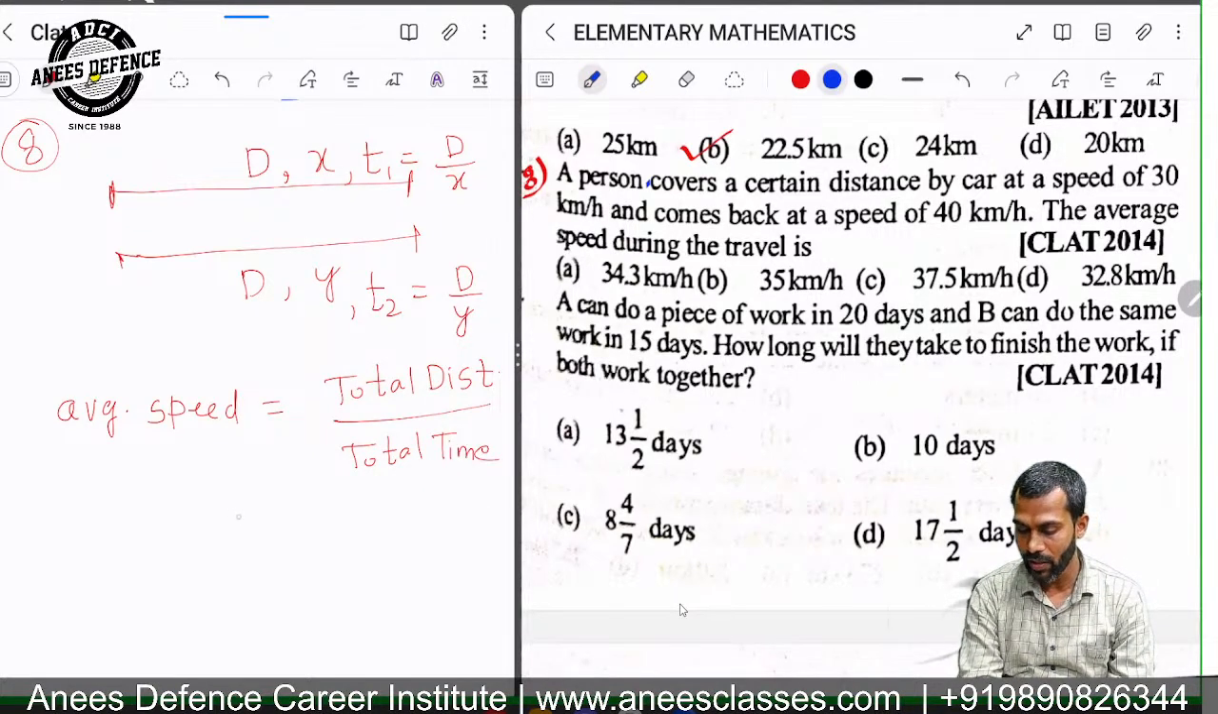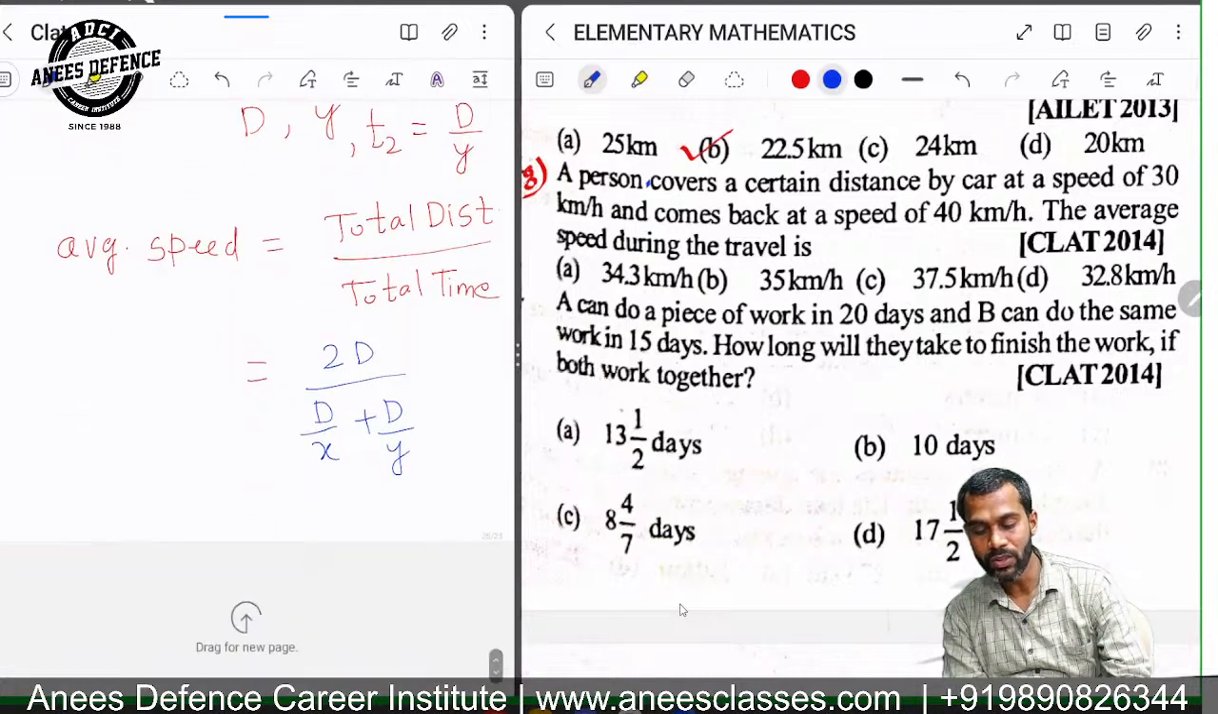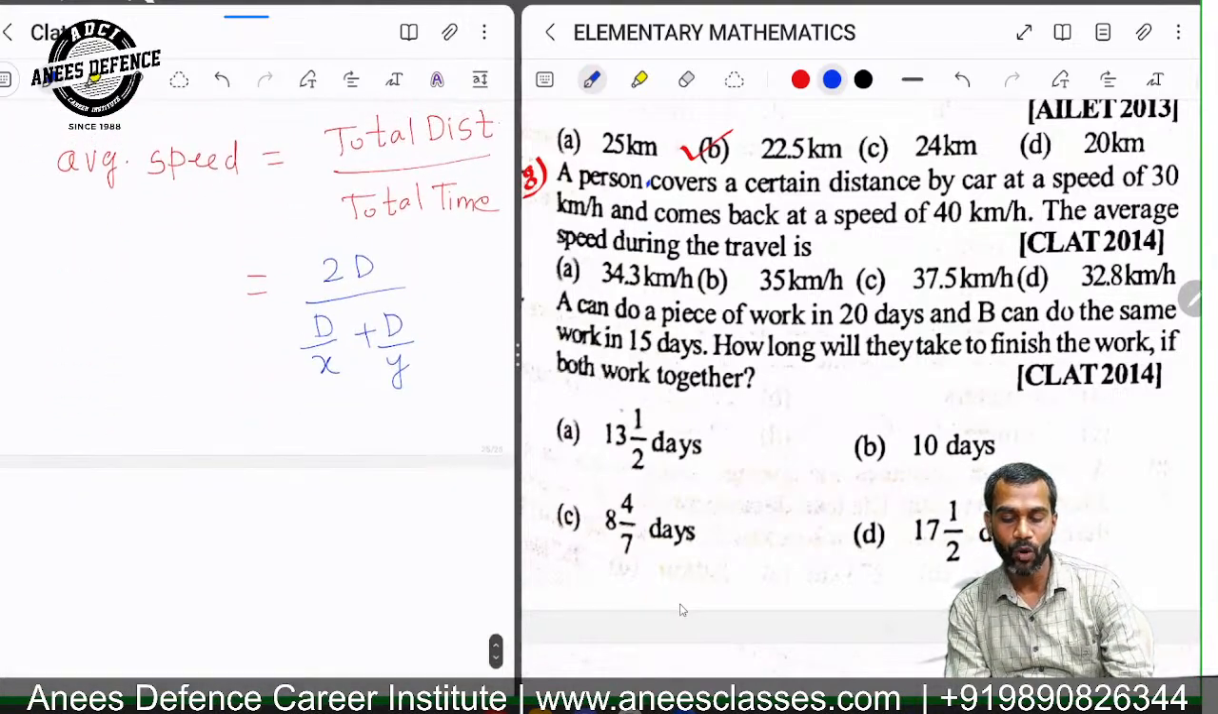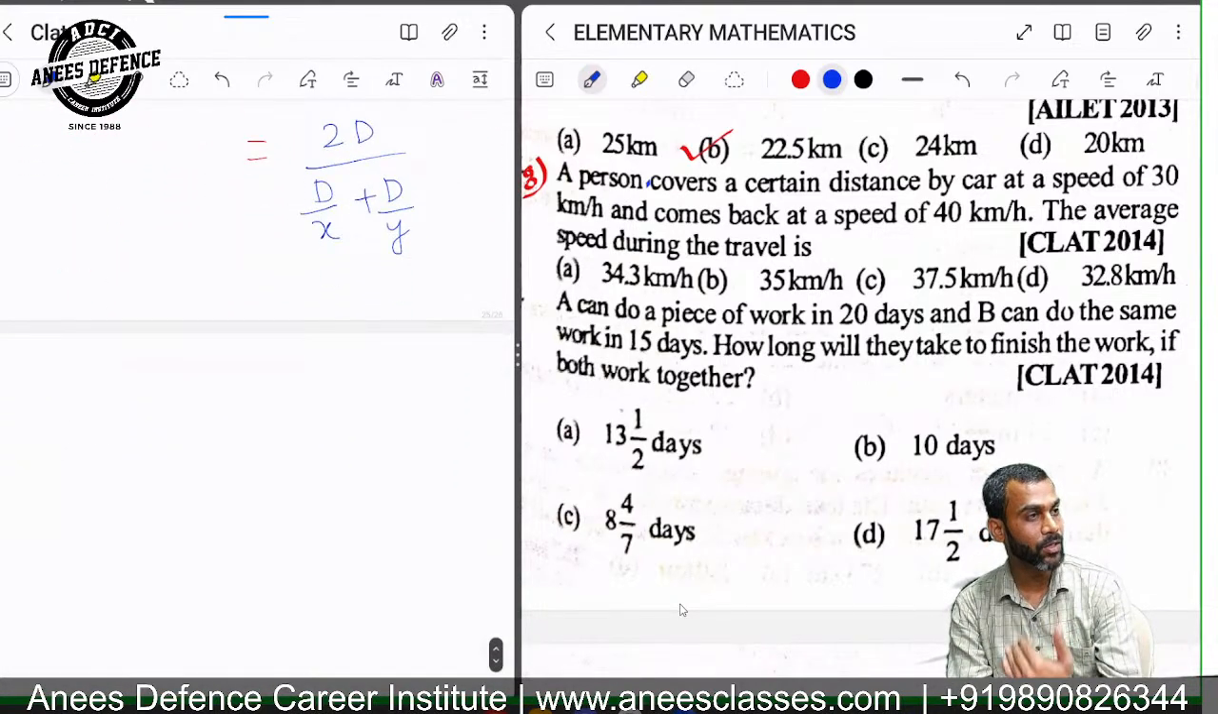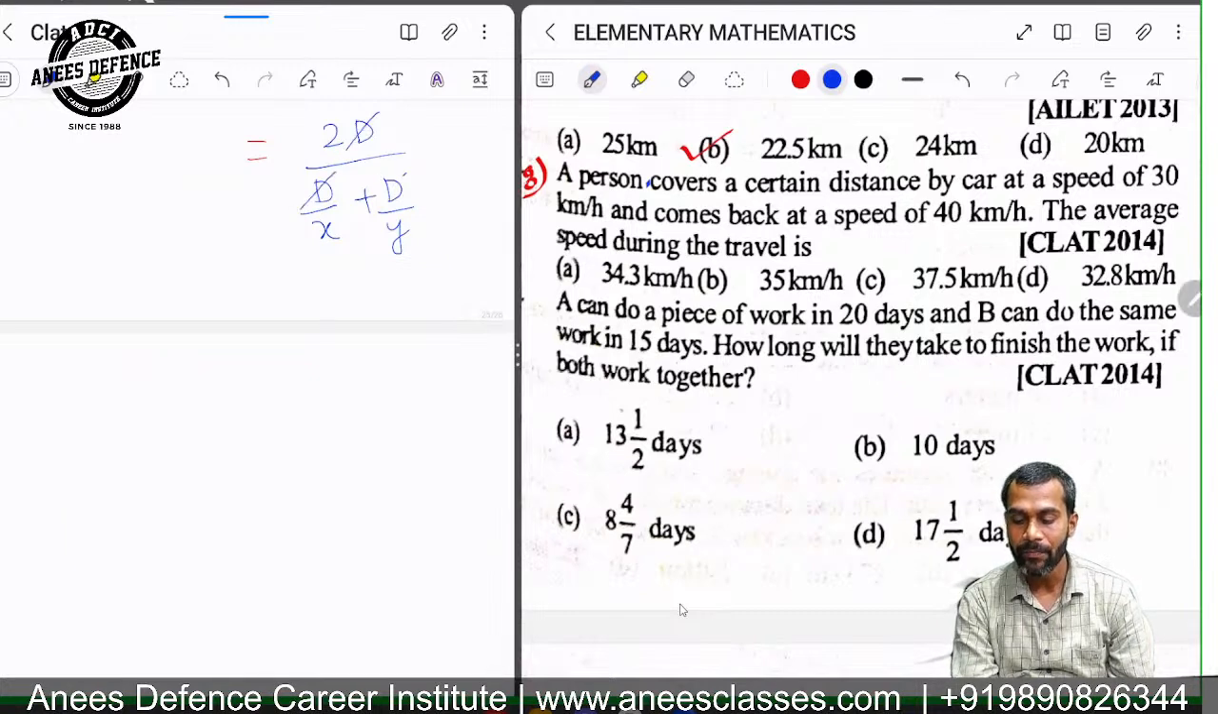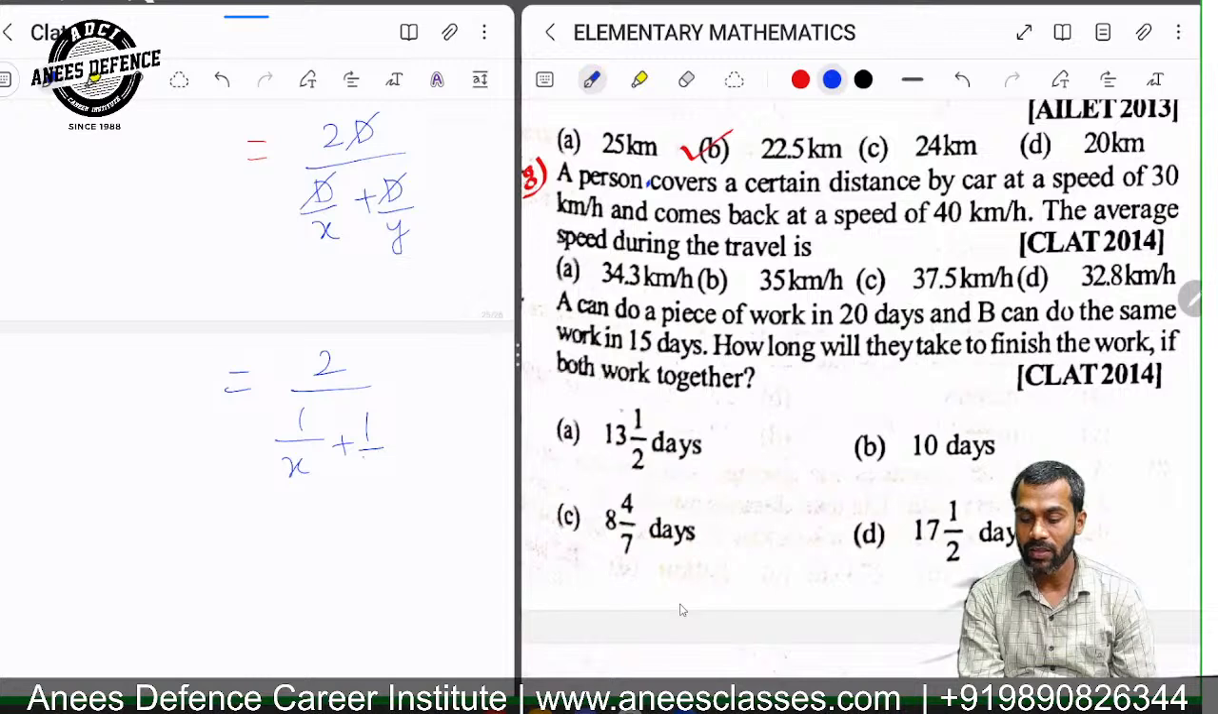So total distance upon total time. What is total distance, Purva? 2D. And what is total time? D by x plus d by y. Are you able to see the formula of HM? N upon 1 upon x plus 1 upon y. D and D will get cancelled. So this is nothing but 2 upon 1 by x plus 1 by y, and this is nothing but HM of x and y. So this becomes 2xy upon x plus y. So this is average speed.